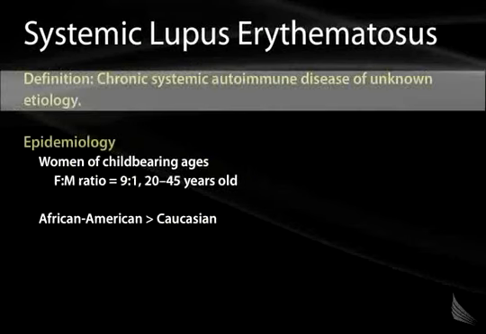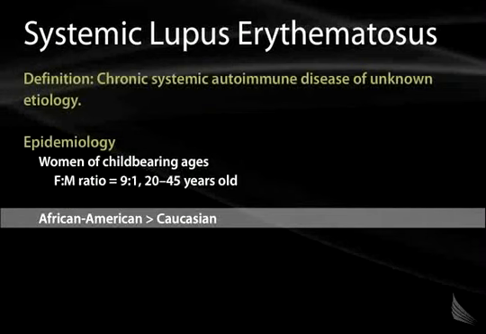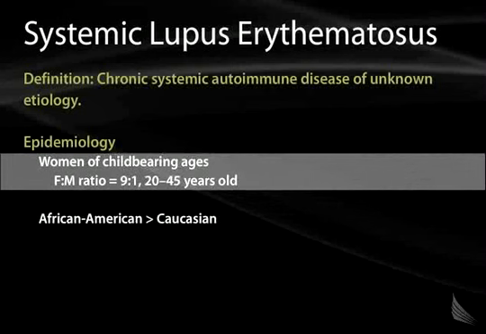Systemic lupus erythematosus is a chronic systemic autoimmune disease where the etiology is not entirely known. We do know that the epidemiology is predominantly female and also has an increased predilection for African Americans over people of European extraction. The common age of presentation is in young to middle-aged women, 20 to 45 years old, and the female-to-male ratio is 9:1.